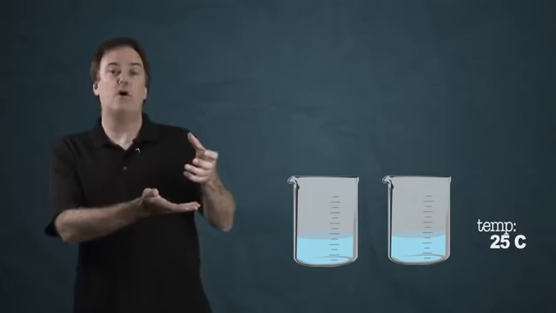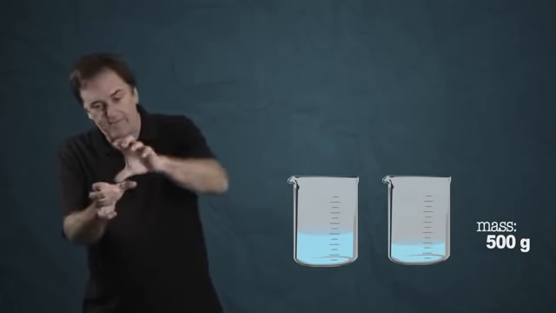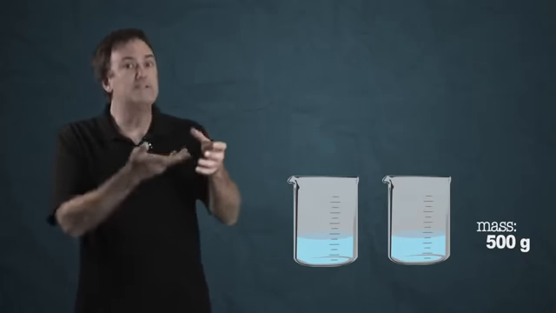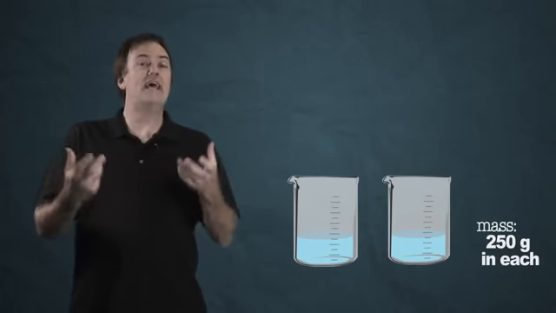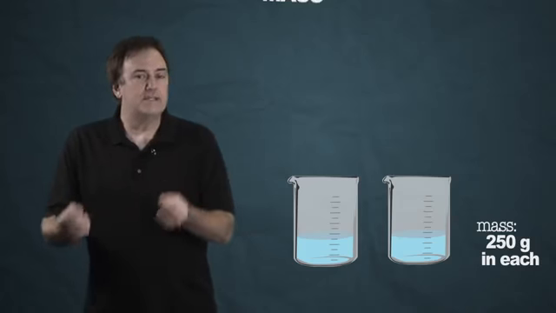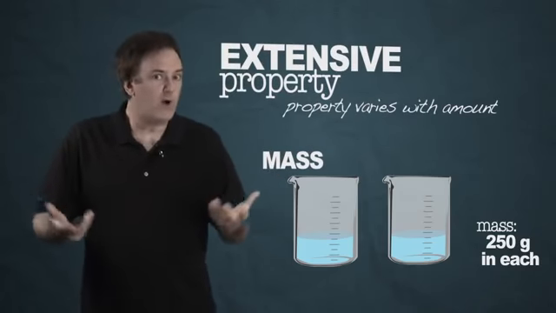Now, let's compare that to the mass of the water. If I have a glass of water, I know its mass is, say, 500 grams, and I pour half of it out. Now the mass is not 500 grams, it's 250 grams. That's because that's an extensive variable. Extensive properties vary with the amount, and we love to quantify amounts.